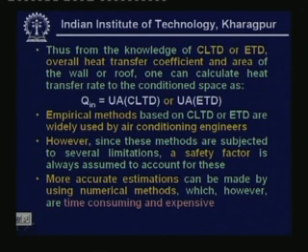More accurate estimates can be made by using numerical methods, which however are time consuming and expensive. Okay, if your building has a different shape, or if you want more accurate results, you have to apply the numerical methods. The advantage of numerical methods is that you can take care of any shape or any boundary condition, but the problem is that they are expensive and they are also time consuming. So that is the reason why most of the time the air conditioning engineers use the empirical methods and provide a safety factor to take care of the inaccuracies.